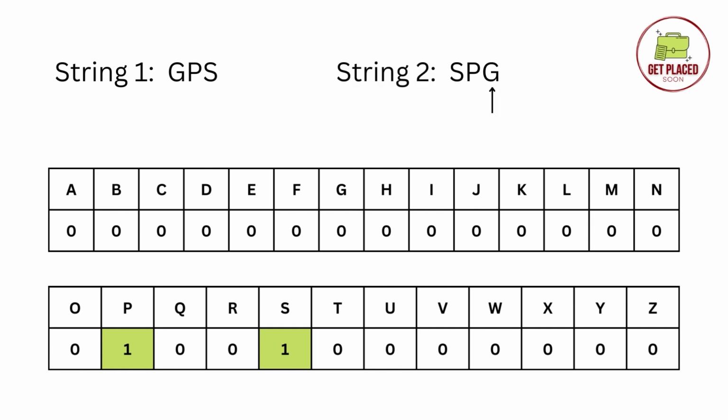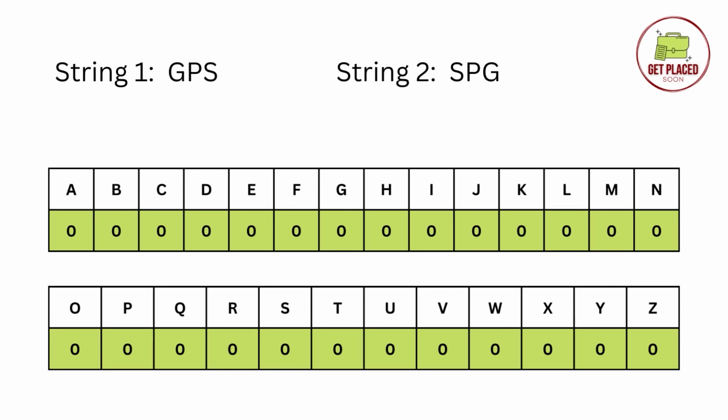Now in the string 2, we encountered g, decrement g. 1 minus 1 becomes 0. Again, we decrement p, it becomes 0. We have y left. So we have encountered y and again it became 0. So finally we are left with all zeros. If we are left with all zeros, then we can say that the given two strings are anagrams of each other.